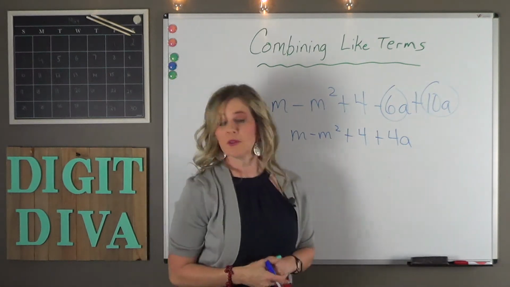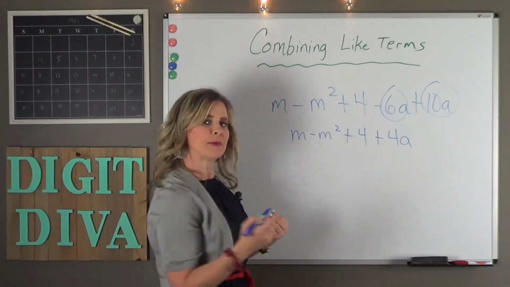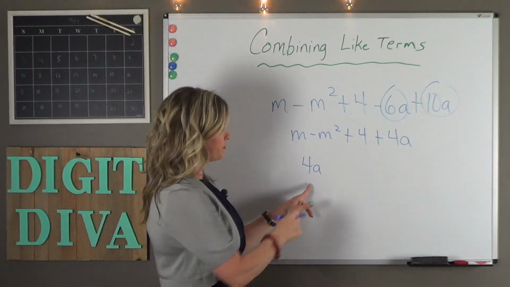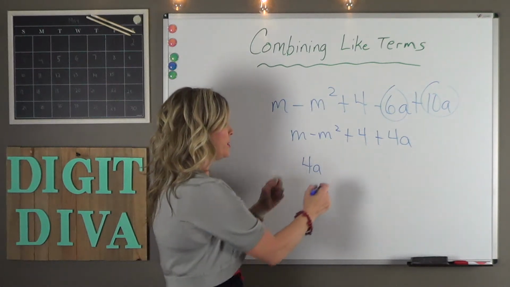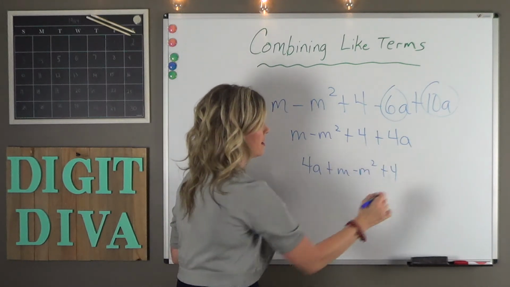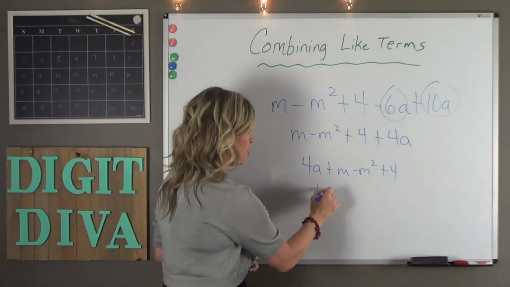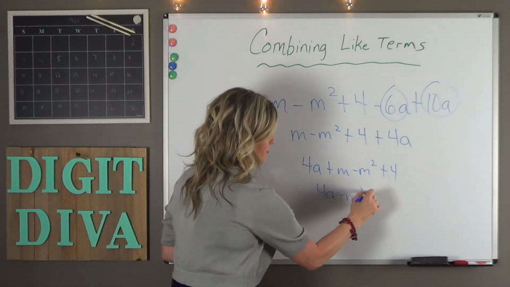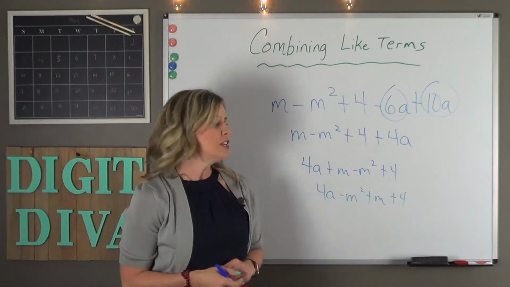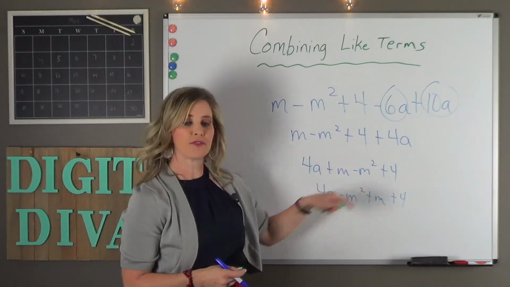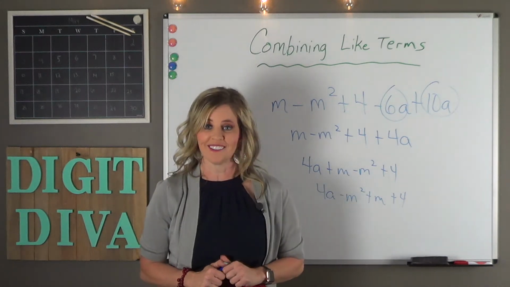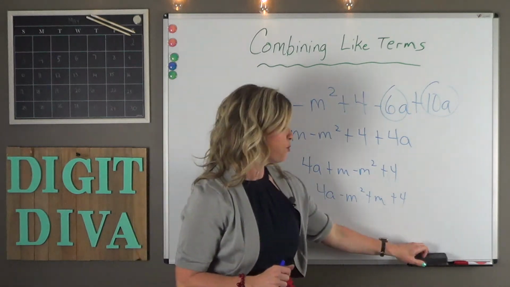Again, we can manipulate the terms, and let's put them in ABC order. So positive 4a up front, and then I could put plus m minus m squared plus 4. Could I also write it like this? Absolutely. So make sure whatever sign is in front of the term is represented whenever you switch the terms around. All right, we'll finish with one more.